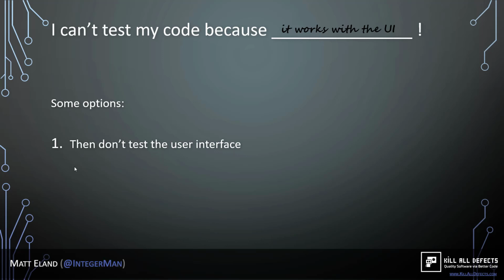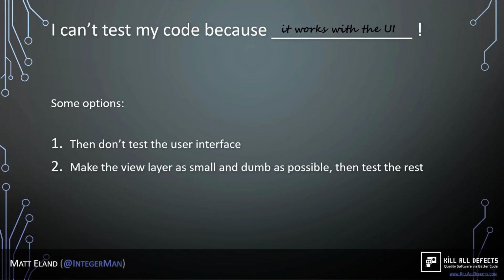That's a valid option, but you need to make it an intentional option and discuss it with your team, including quality assurance. You could make the view layer as small as possible, and then not test that, or test it a minimal amount, and then unit test everything else that's in the back end. I like this approach generally. But if you absolutely must test the user interface, I recommend that you add in automated user interface tests through user interface testing suites.